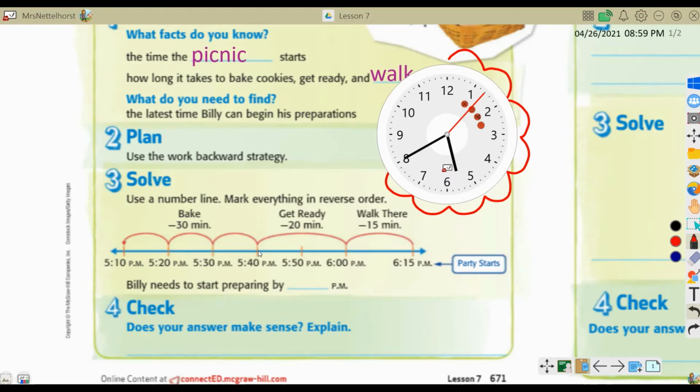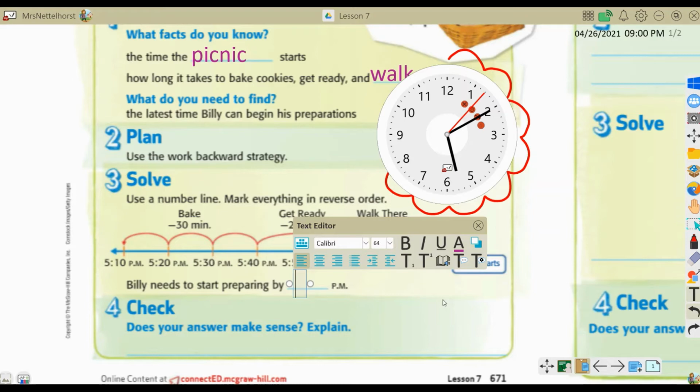Okay, then to bake the cookies, each dozen cookies takes 10 minutes to bake. So I'm going back 10 minutes. So from 5:40, I go back 10 minutes. I'm now at 5:30. I go back 10 more minutes, I'm now at 5:20. And then I go back 10 more minutes. I'm at 5:10. That's the very latest time that I can start preparing. So I'm going to put in here that Billy needs to start preparing by 5:10.